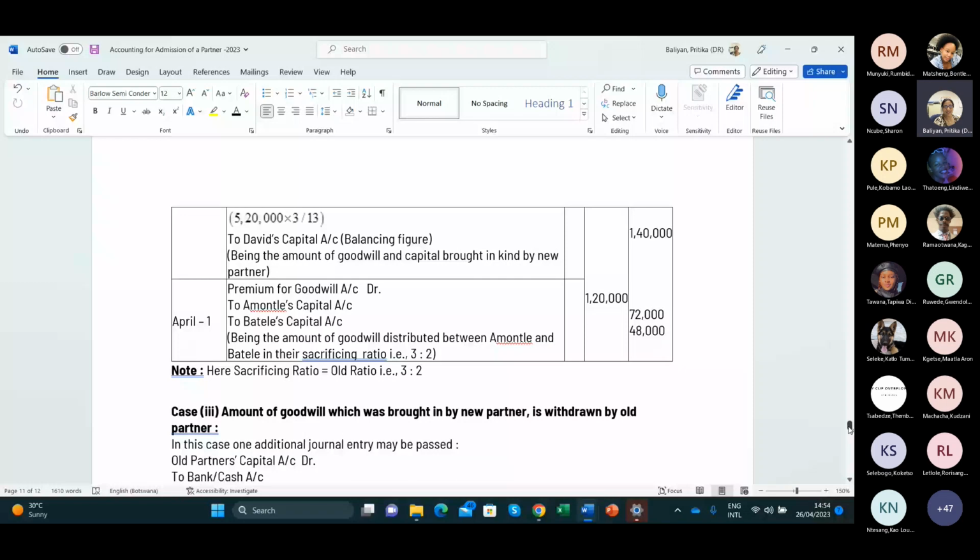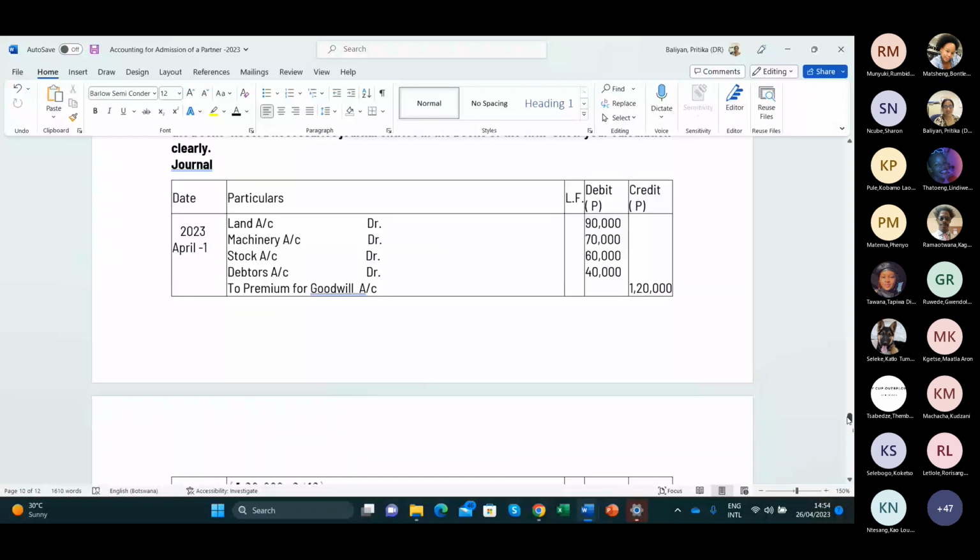So that's all we are discussing today. We will continue with this. Sometimes when a partner is joining the business or retiring from the business, we also need to do the revaluation of assets. How to do the revaluation of assets, I will cover tomorrow morning.